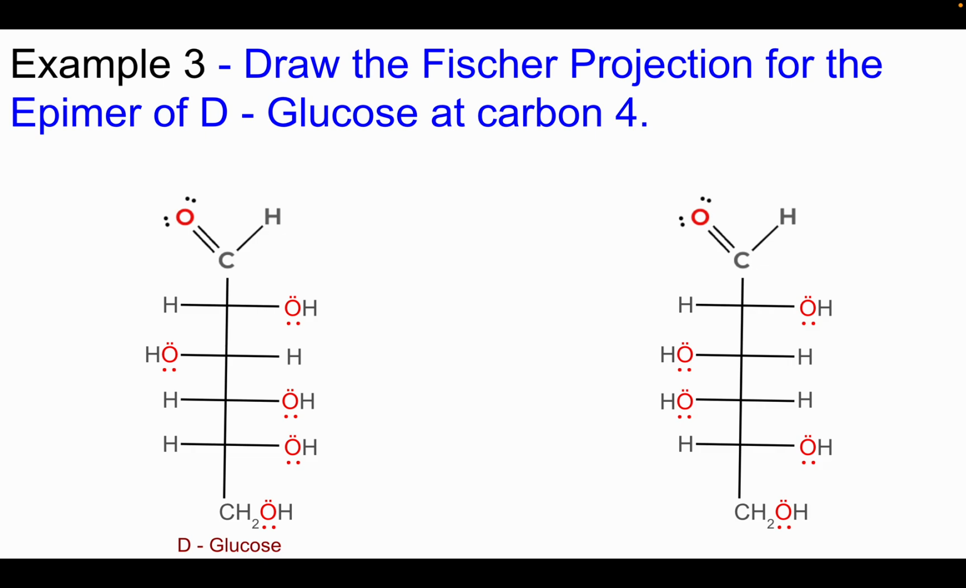And this molecule also has a name. I wouldn't expect you to know this. On your assignment, I will give you the names of all of the different sugars, and so then once you draw it, you'll just have to match it up to the list of structures that I have down below. But this actually ends up being D-galactose, is the name of this sugar.